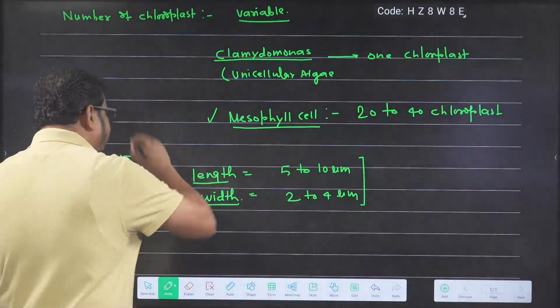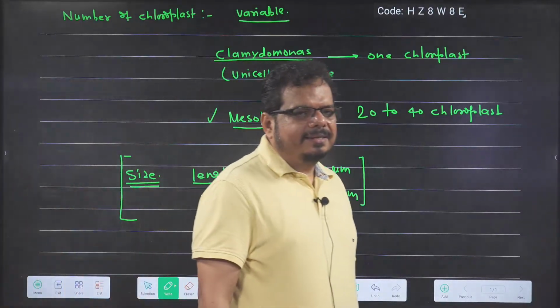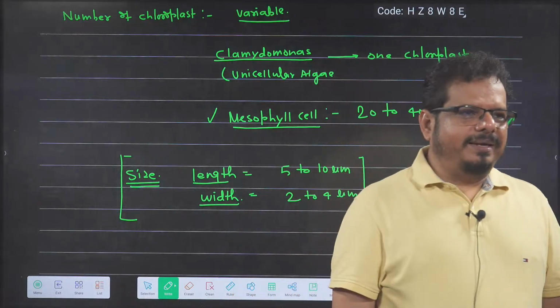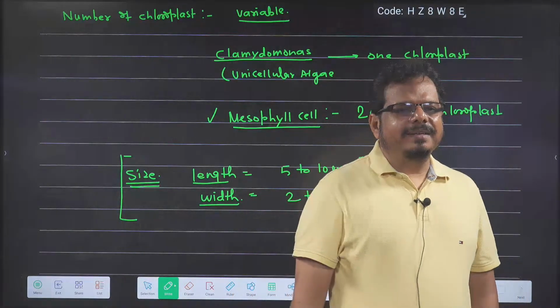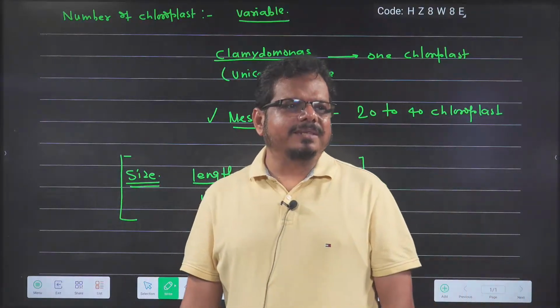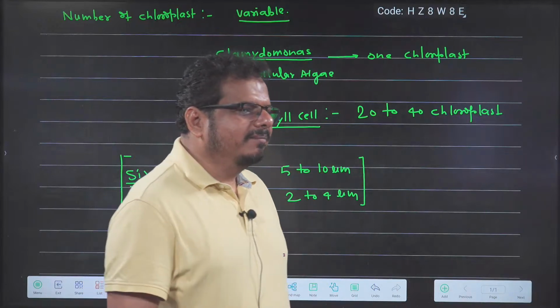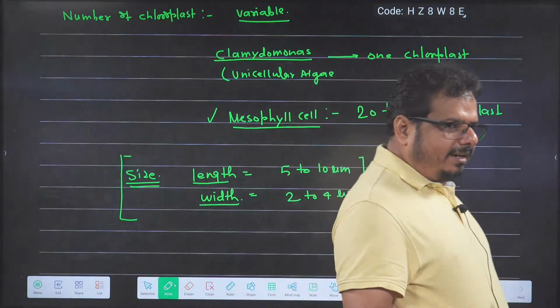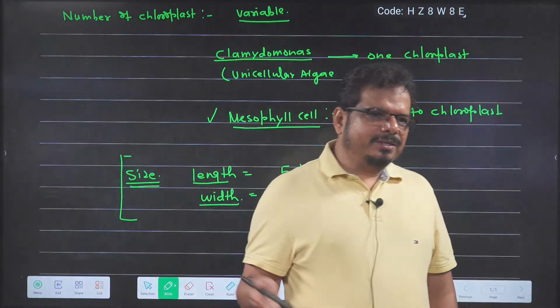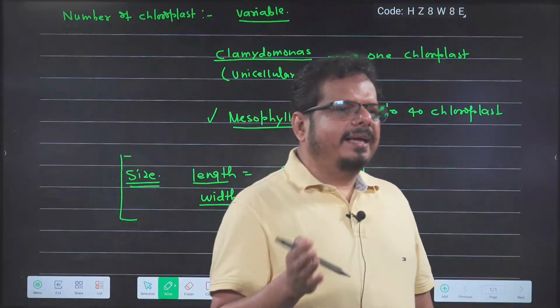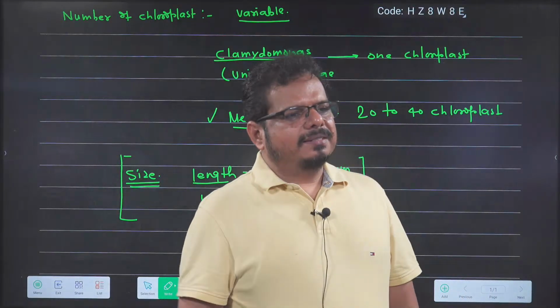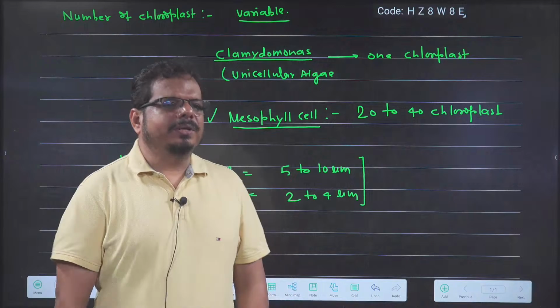Now I am asking a question. I am telling a statement. You tell me whether the statement is correct or incorrect. Listen to it carefully. Mitochondria is a smaller cell organelle than chloroplast. Is the statement true or false?